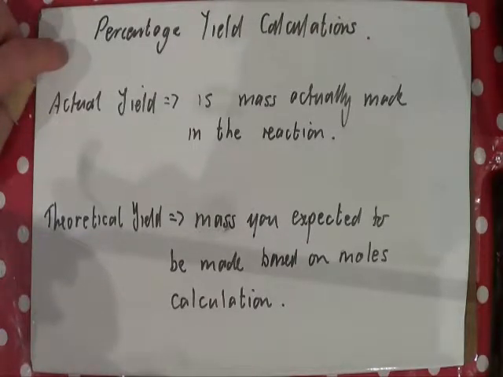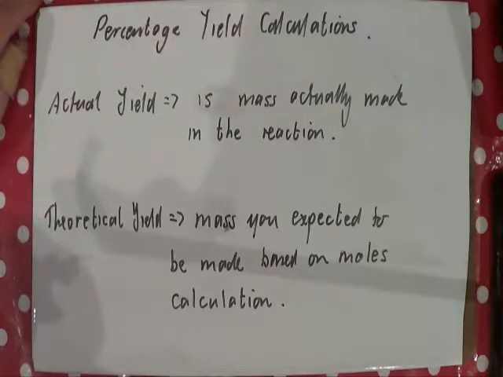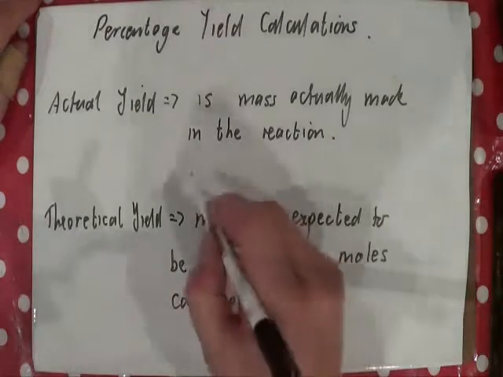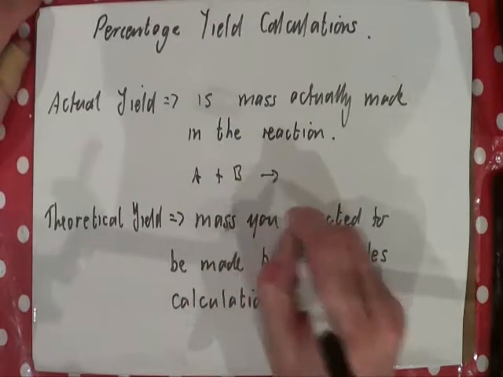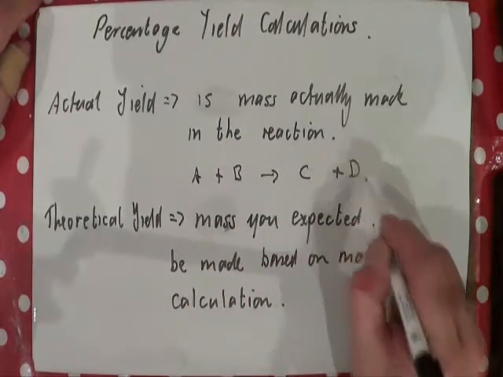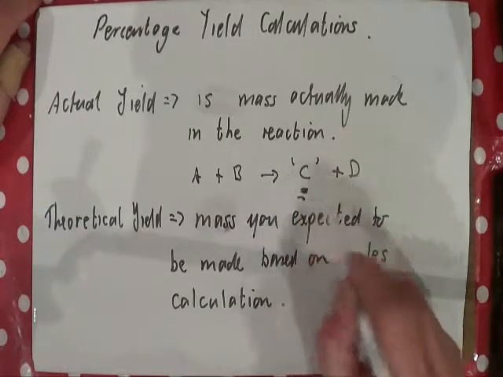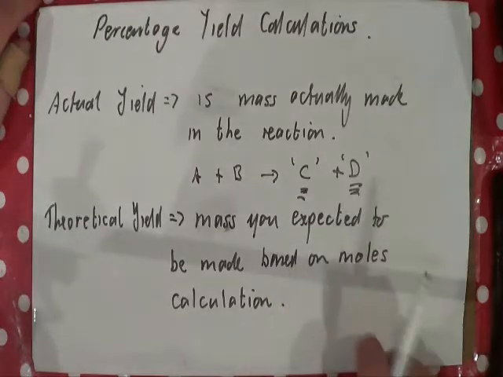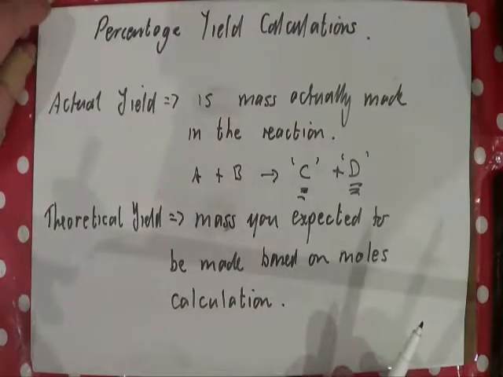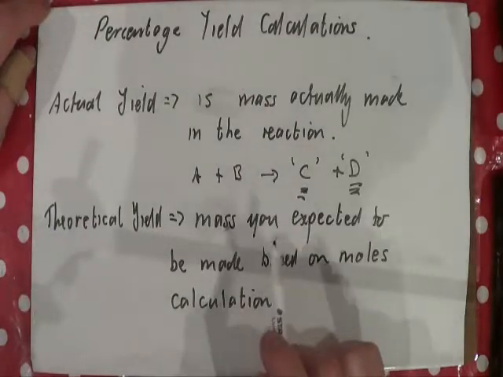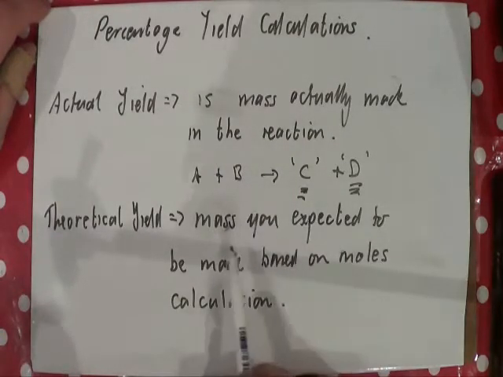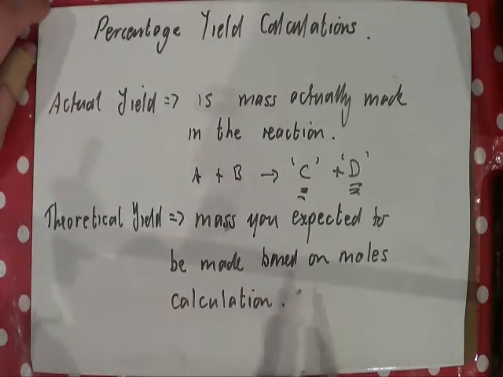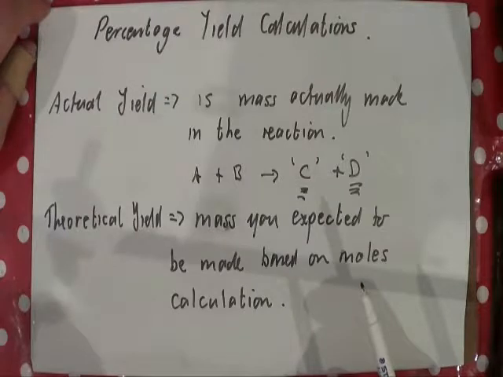And a couple of things that we need to just define before we delve into what percentage yield actually is. So you need to understand two terms. First one you need to understand is the actual yield, and that is the mass actually made in the reaction. So in other words, if you reacted A with B and you were making C plus D, well, it would be the actual mass of C or the actual mass of D that you made. You take it out, you weigh it somehow, you work out how much of it you've got, and that is your actual yield. Now your theoretical yield then is a mass that you would expect to have made based on the moles calculations, like the moles calculations we did in the last video.